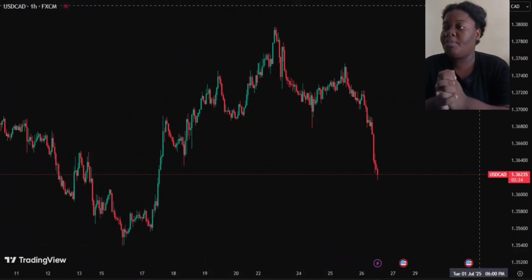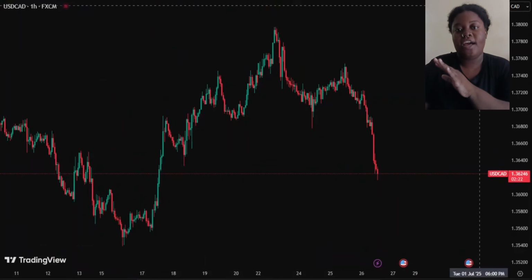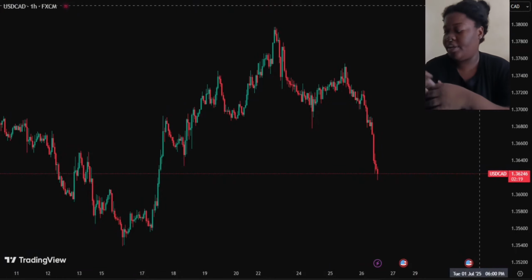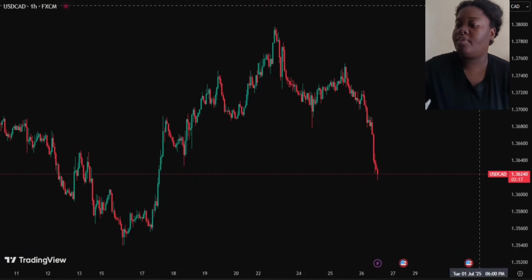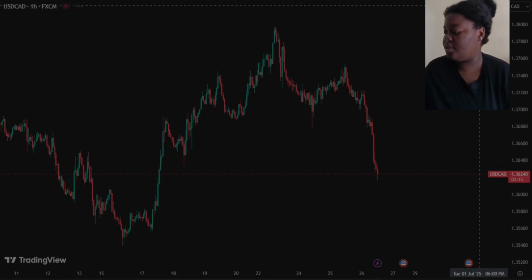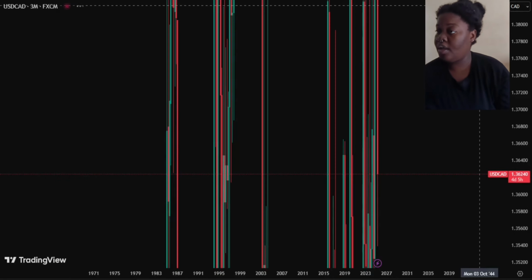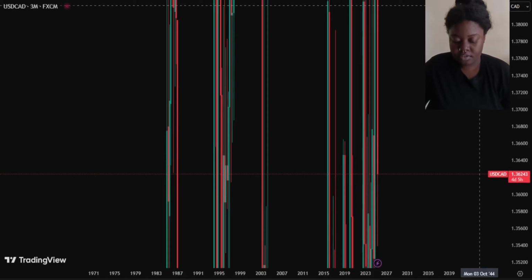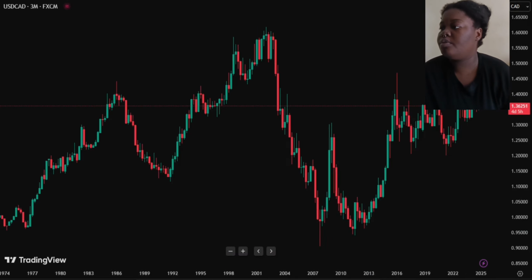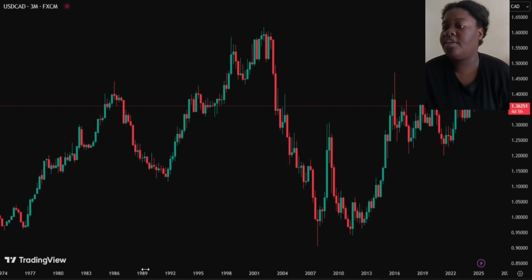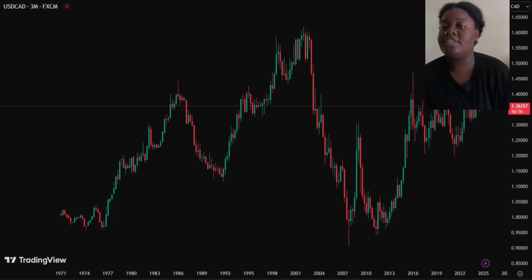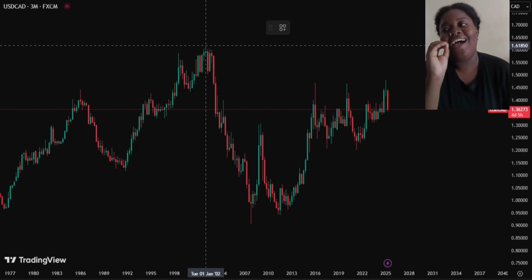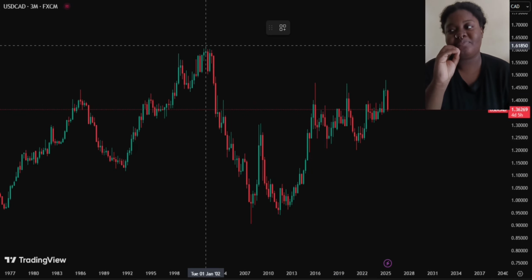This is how I do my top-down analysis so I can be more profitable in the market. So let me start from the monthly, 3 months. That's the highest I'll go. I start on the 3 month time frame.